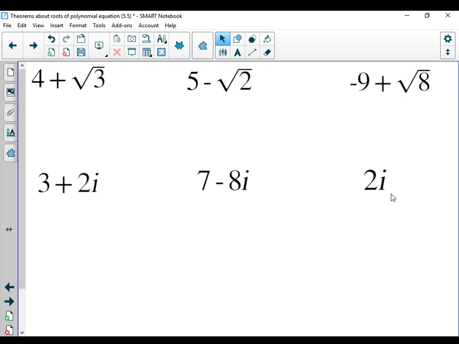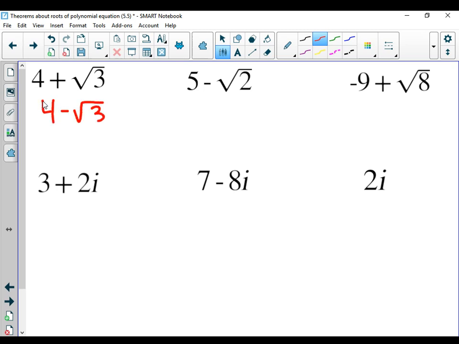All right, so who can tell me the first one? All right, Jenna. Or minus square root. Okay, the next one. Okay. 5 plus the square root of 2. 5 plus the square root of 2. Okay, over here.